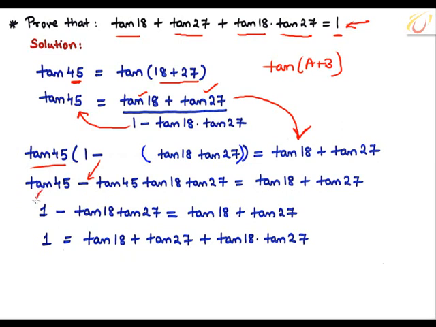What is the value of tan 45? 1. So this becomes 1, which is not shown here. So 1 minus tan 18 tan 27 is equal to tan 18 plus tan 27. Move this term to the right hand side. It will get added. There is a negative sign here, so on this side it will become positive. So 1 is equal to tan 18 plus tan 27 plus tan 18 into tan 27. Hence proved. The trick here was to identify tan 45 as tan 18 plus 27.